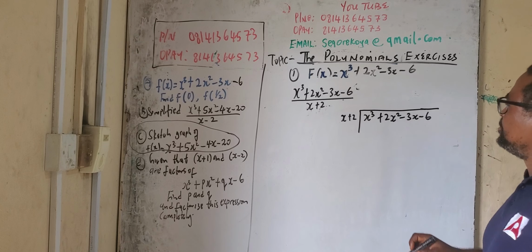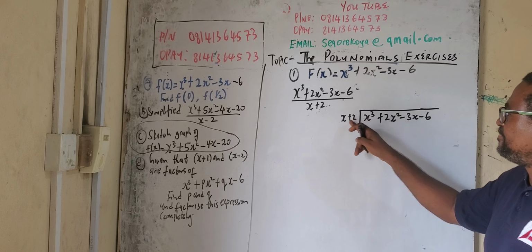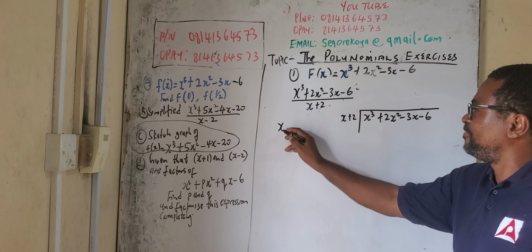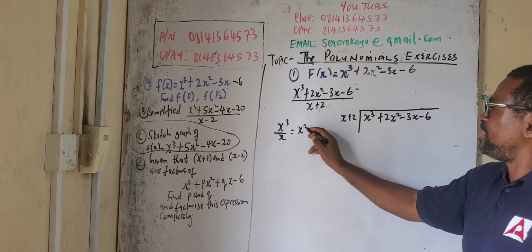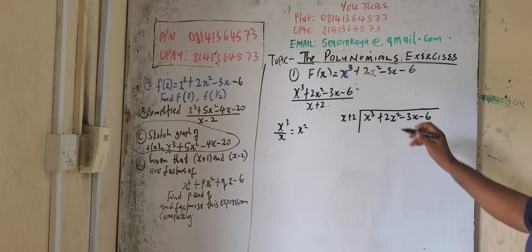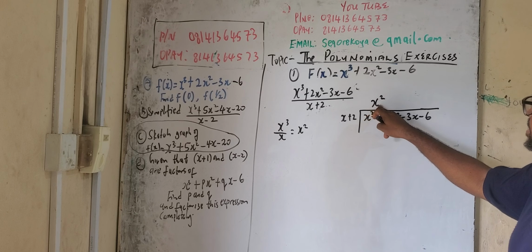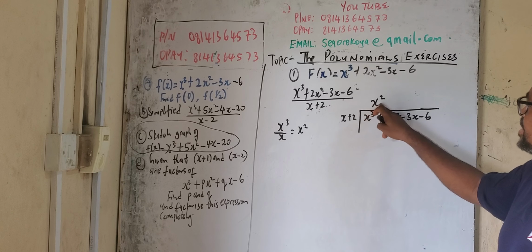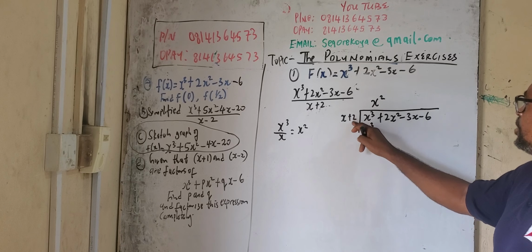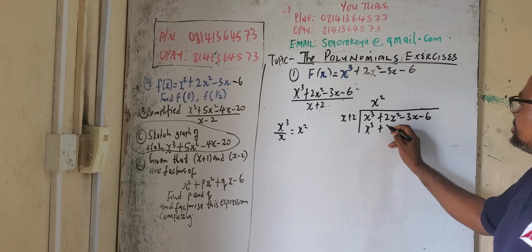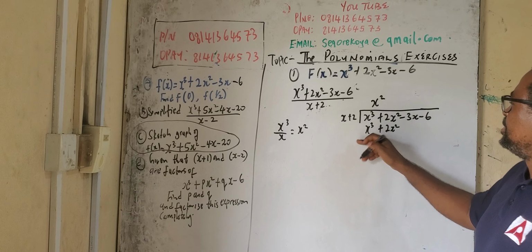So what you are going to do now is to use this to divide this term. So that means x cubed divided by x. This is the line of work. It gives me x squared. So the x squared that you get, put it on top here. Use the two of them to multiply this x squared. x times x squared will give me x cubed. Plus 2 times x squared will give me plus 2x squared. So the next thing you are going to do is to subtract.